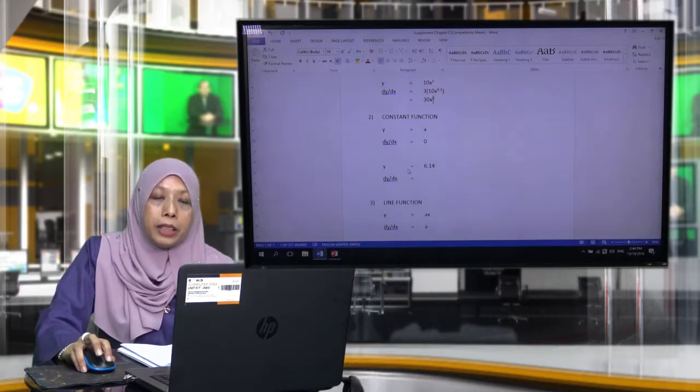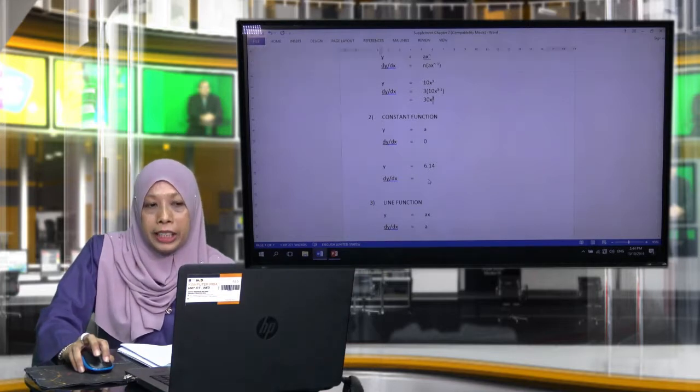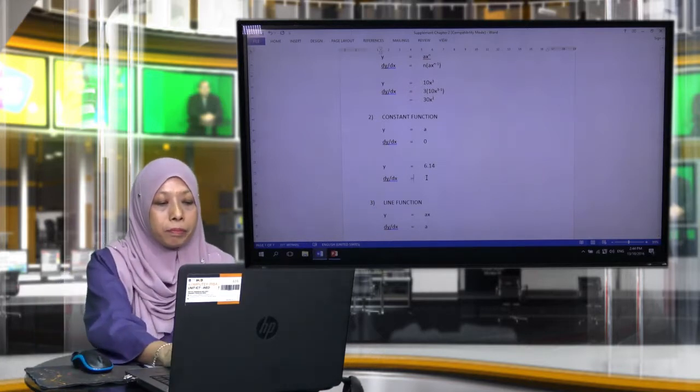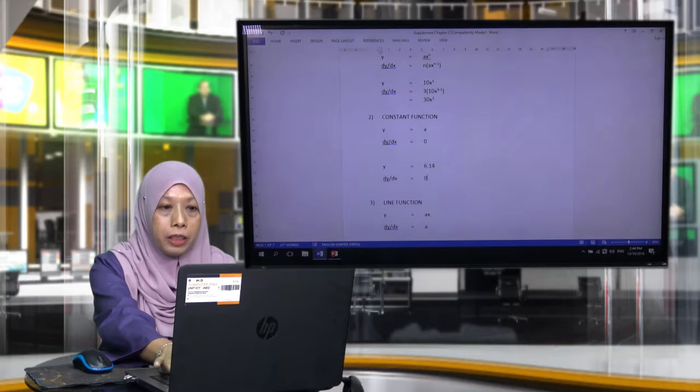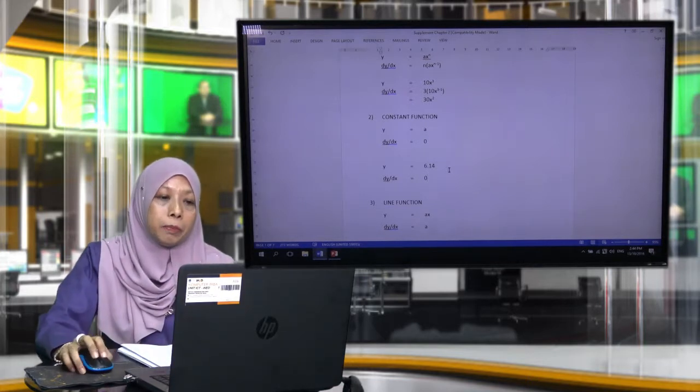Let's assume that you have y equals 6.14. If you want to differentiate it, can you guess what will be the answer? The answer must be 0, as 6.14 is actually a number.